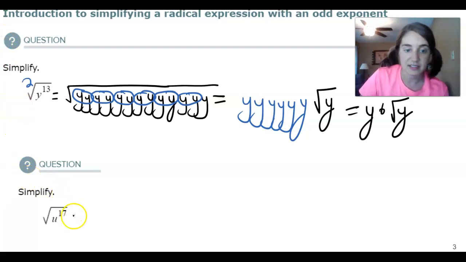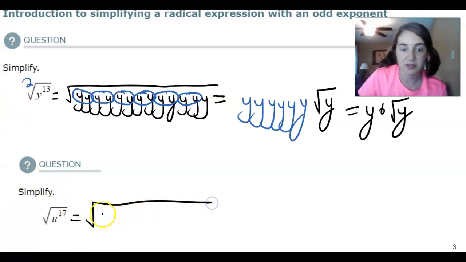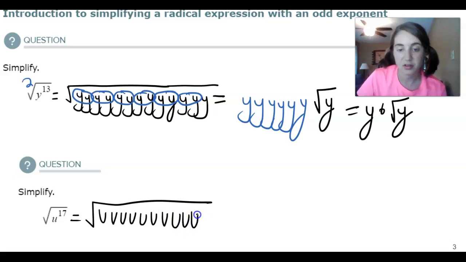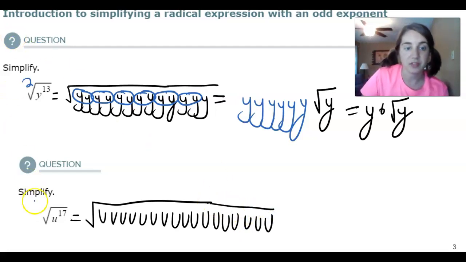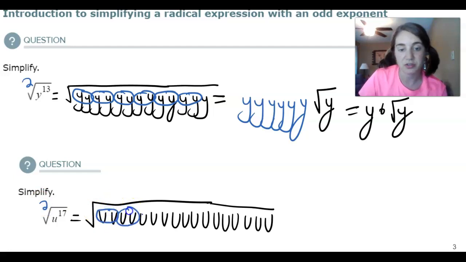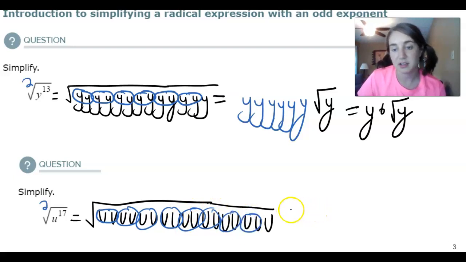This is asking us to take all of these u's and group them by 2 as well, because I have an invisible 2 when I have a square root. It wants groups of 2. So I can group 1, 2, 3, 4, 5, 6, 7, 8. I was able to get 8 u's, and then 1 u is stuck inside still.